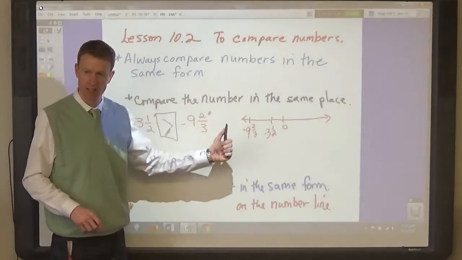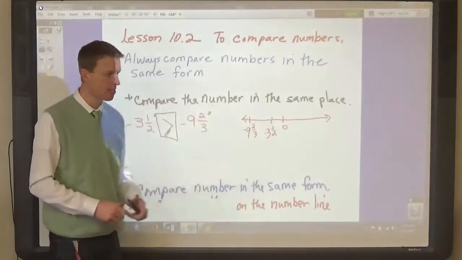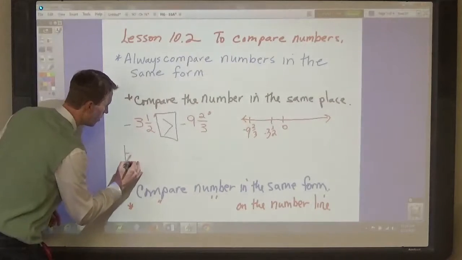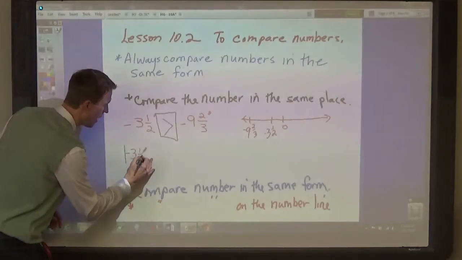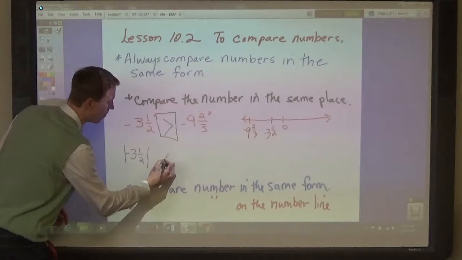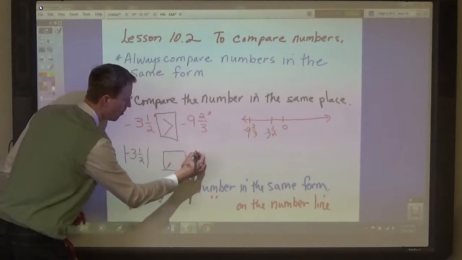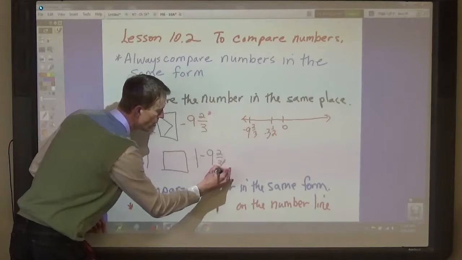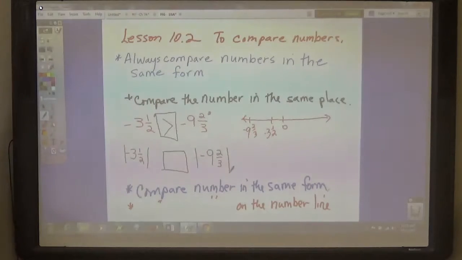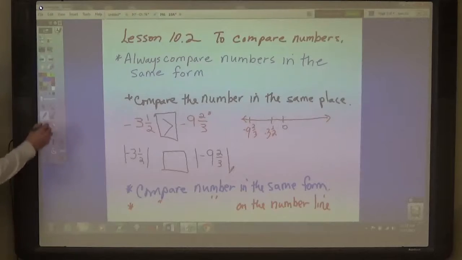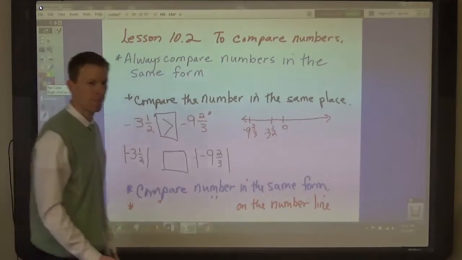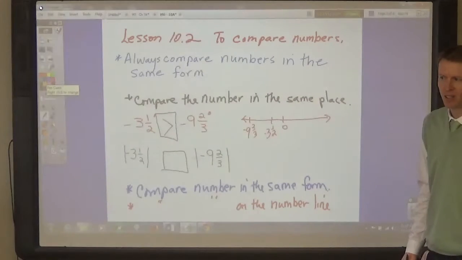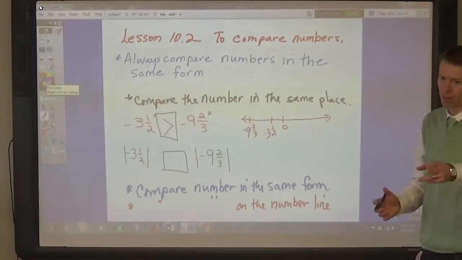Okay? Now, sometimes you might have absolute value, and remember that if it's absolute value, then we're talking about the distance. Which one would have a farther distance if it said the absolute value of negative 3 1/2 versus, or compared to, the absolute value of negative 9 2/3? How does that change the answer? Which one has a greater absolute value? Remember, absolute value is always positive.